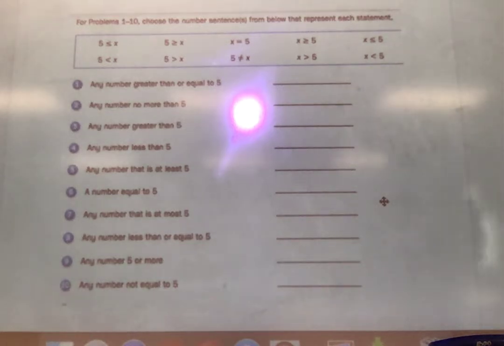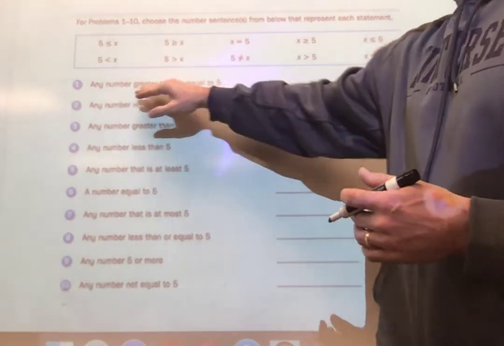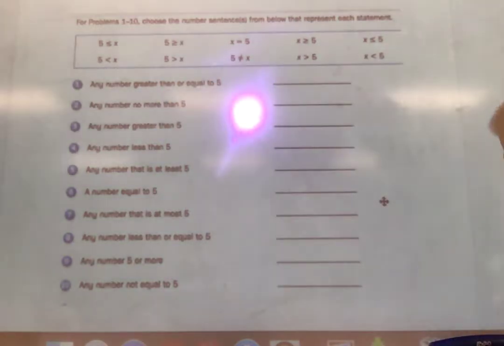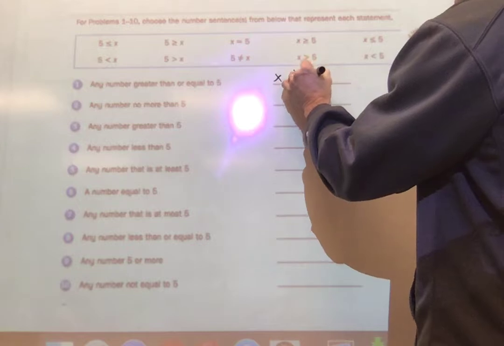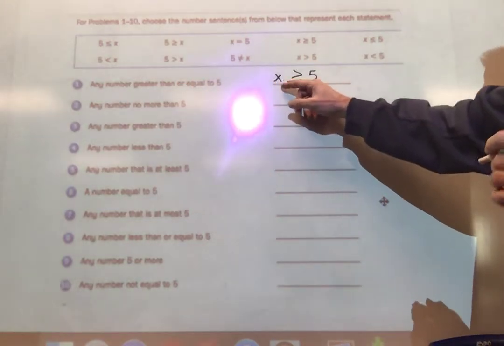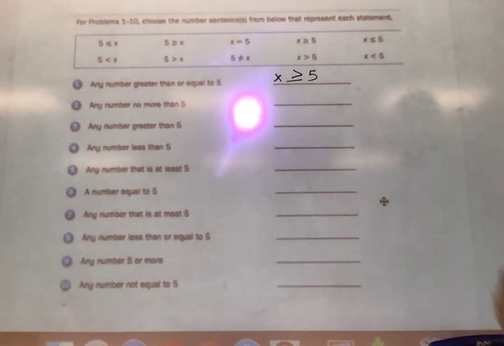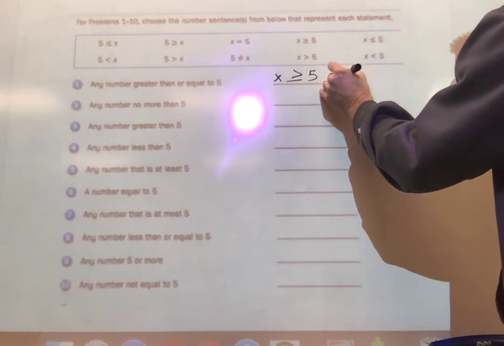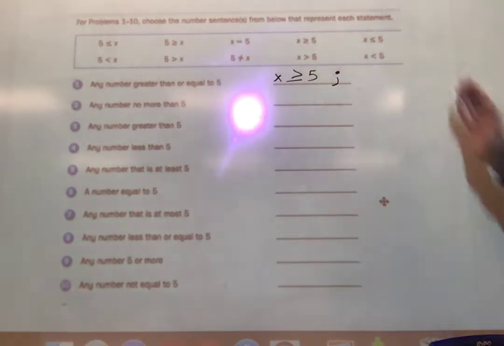So any number greater than or equal to 5, that means our x, any number, whatever we want to call it, we'll call it x, is greater than or equal to 5. So I would write that x is greater than or equal to 5. Any number greater than or equal to 5, 6 would work, 7 would work. Infinite answers here. Now the same thing, I'm going to use this here to kind of separate my two answers.